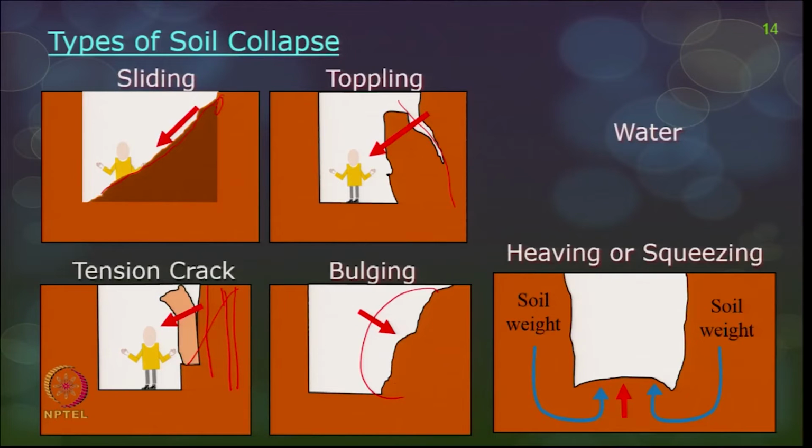It is nothing but, with the weight of the soil on the other ends, it starts coming down, and actually you find not a proper pit which is excavated, but a little bundled one. So, that is primarily called heaving or squeezing. Now, what are the different measures of protective systems?